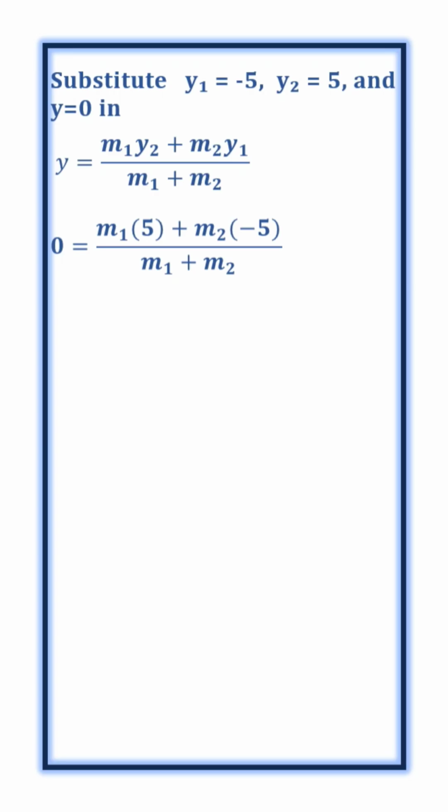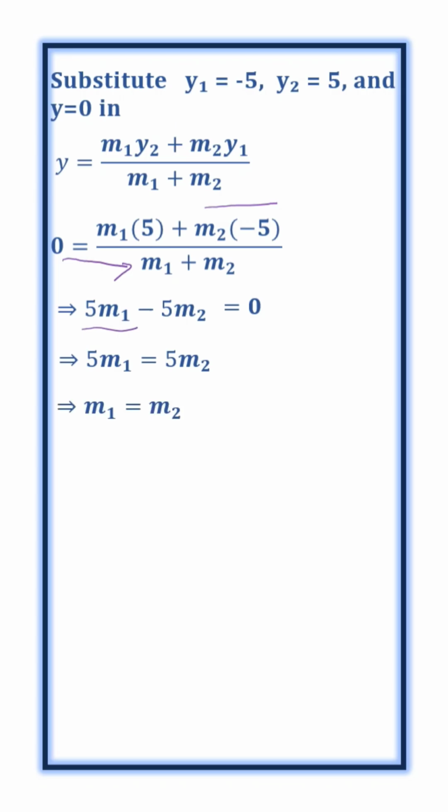Now, cross multiply. This one becomes 0. m1 into 5, 5 m1. m2 into negative of 5, negative of 5 m2. That is equal to 0. It means 5 m1 is equal to 5 m2, means m1 is equal to m2. So the ratio is 1:1.